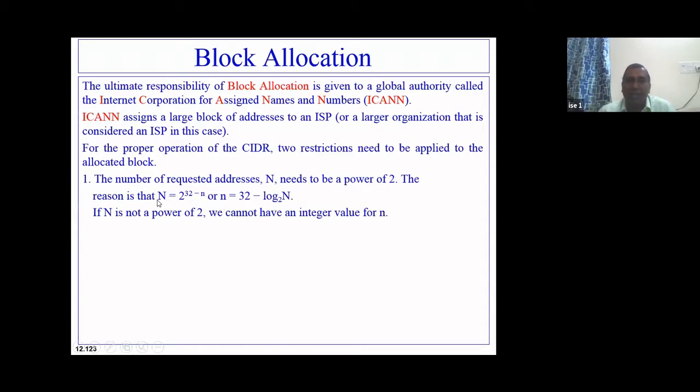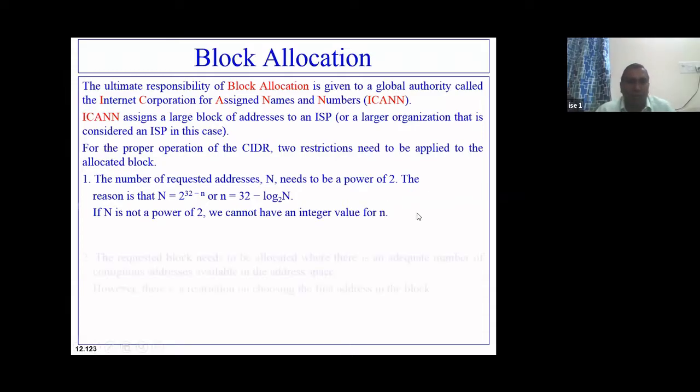Prefix length: if you take log to the base 2 of both sides, you will be getting this value. You got the idea? So this becomes log to the base 2 of n, and this will be 32 minus log n, because log 2 to 2 becomes 1. So I can take the prefix length to be 32 minus log n to the base 2, where n is the size of the network, I mean the number of network addresses.